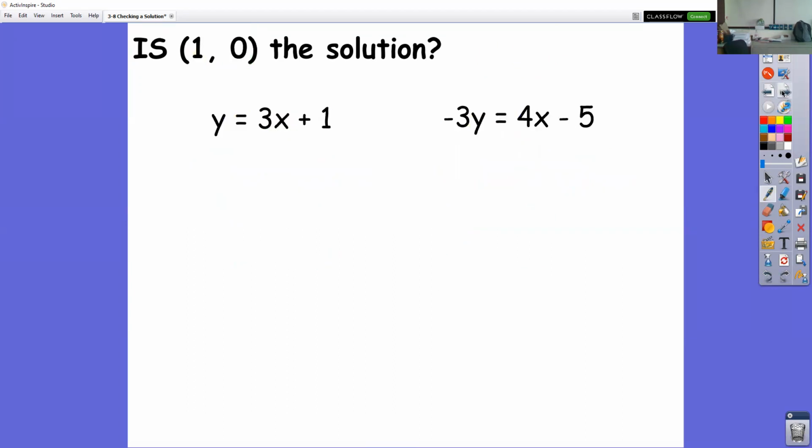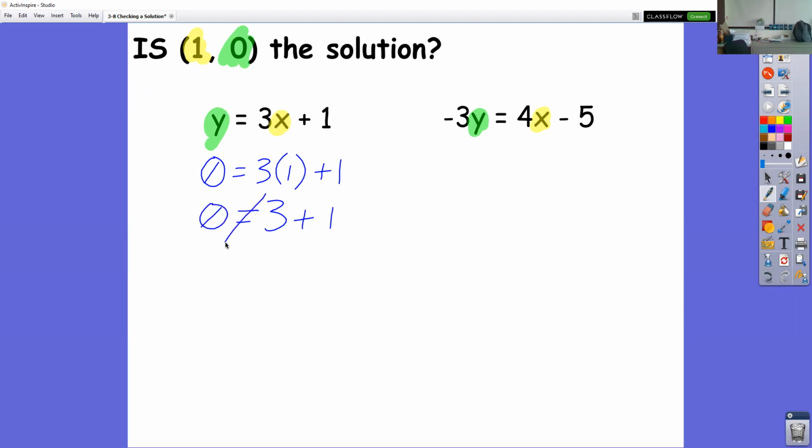Okay, how about the coordinate 1, 0? X and x, y. Okay. So y equals 0. 3 times 1 plus 1. 3 plus 1 does not equal 0. So we don't even have to test the second equation because this one already doesn't work. So we know that no, it's not a solution for these equations.